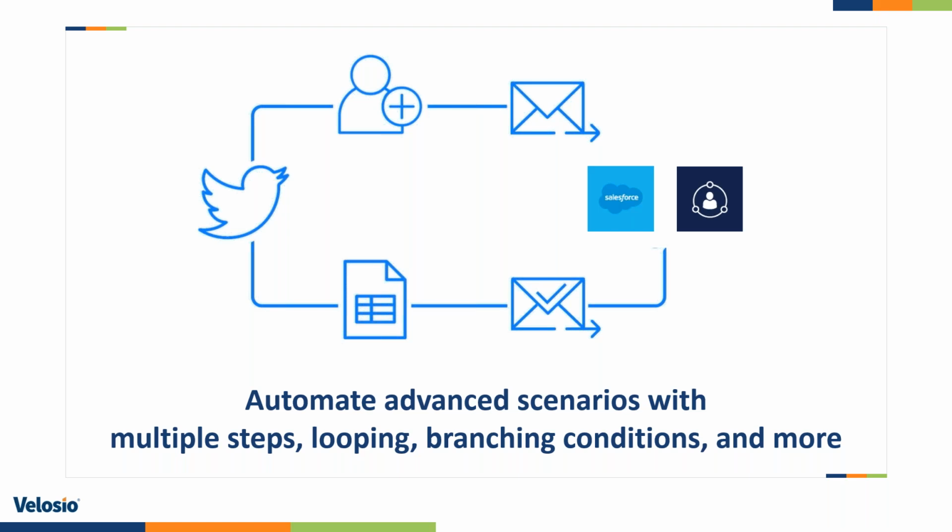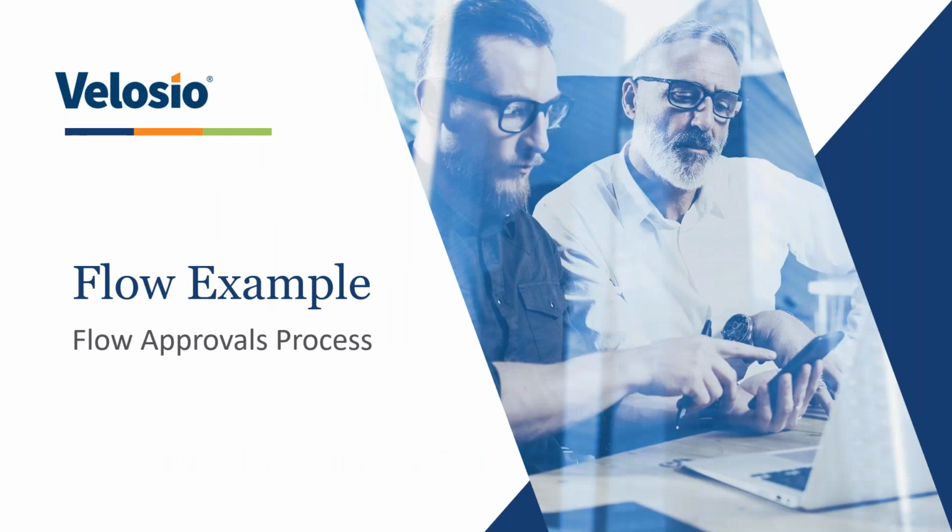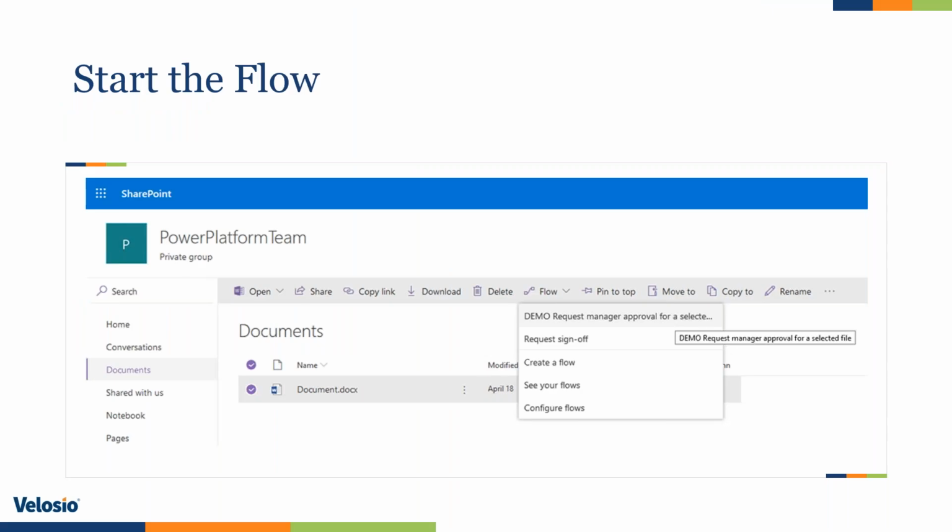So now we've talked about what Flow is. I want to show you an example of how you can do an approval process with Flow. The scenario I'm going to walk through is that I am a resource who needs to get a document approved by my manager. I want my manager to look at this document and say, yes, it's good to go. So I've uploaded that document into a SharePoint document library, where my team can access it.